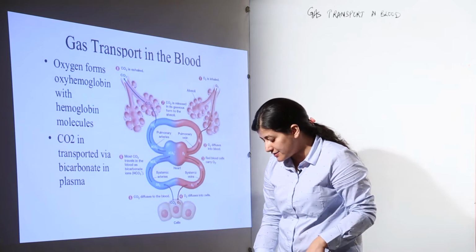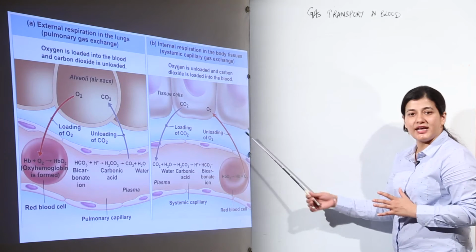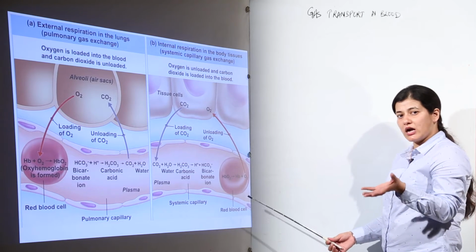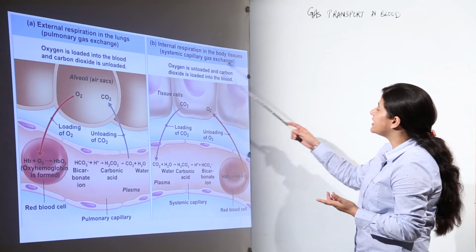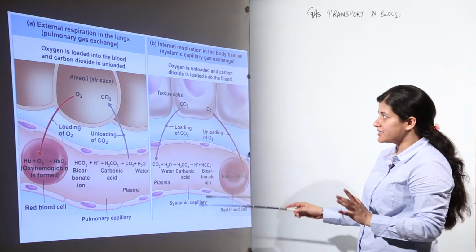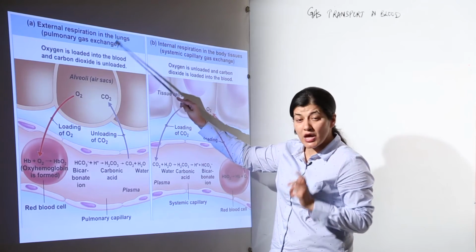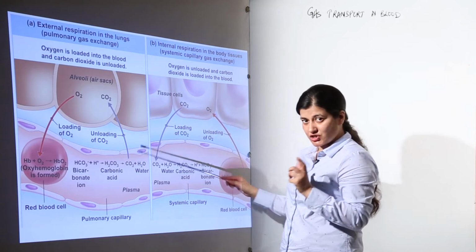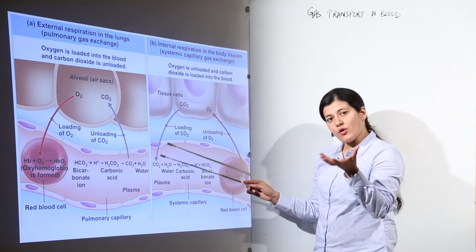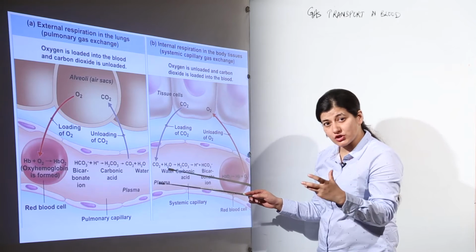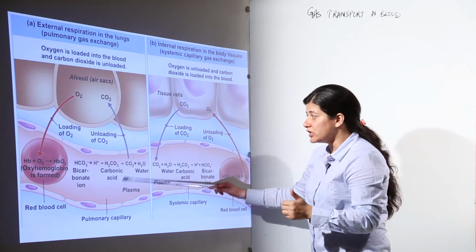Next thing is how this exchange is taking place. Because we have seen the gas transport, how it takes place. Next we are going to see how the exchange takes place. First representation is of external respiration in lungs, where the pulmonary gas exchange takes place. Now what is pulmonary gas exchange? That is, you have alveoli, you have air which is rich in oxygen, and the air which is rich in oxygen has to give its oxygen to the blood.